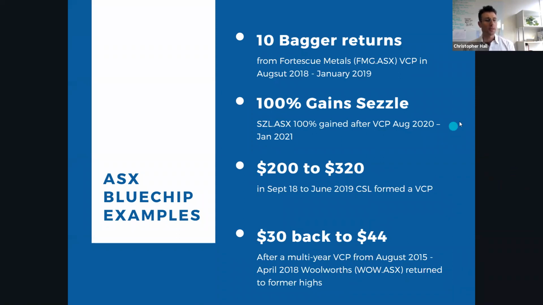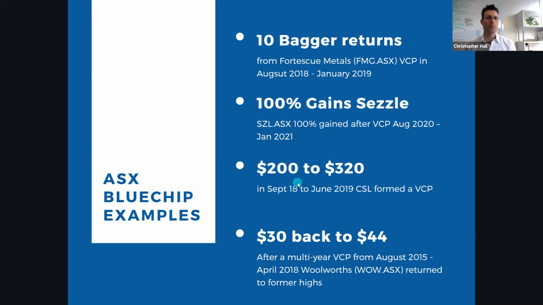Now, ASX blue chip examples, we're going to have a look at 10-bagger returns. The blue chip company in Australia now is Fortescue Metals. That's an iron ore miner working in Western Australia and one of the largest iron ore miners in the world. Now, their VCP that we're looking at is between August 2018 and January 2019. There's also 100% gains from Sezzle. This is a buy now, pay later company that had 100% gain after their VCP in August 2020 through to January 2021.